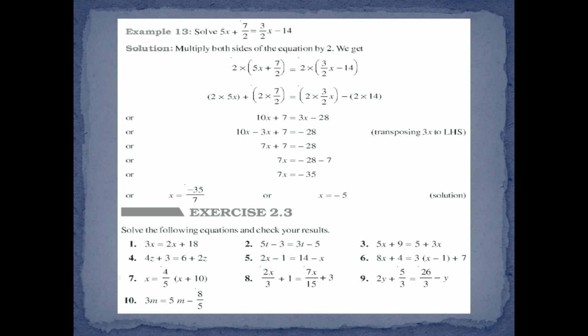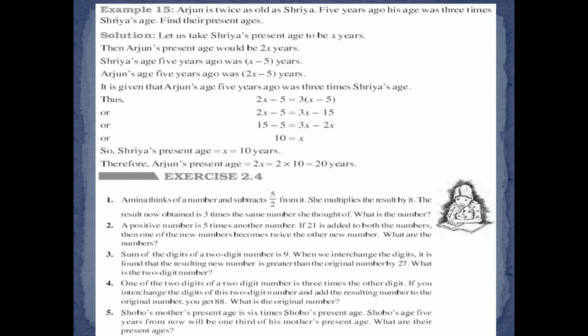You can try exercise 2.3 by yourself. If you get any doubts, I'll try to solve it for you. Get back to me after the video.